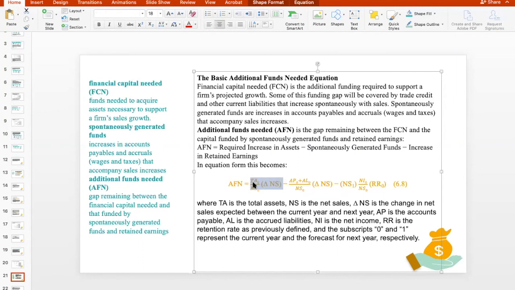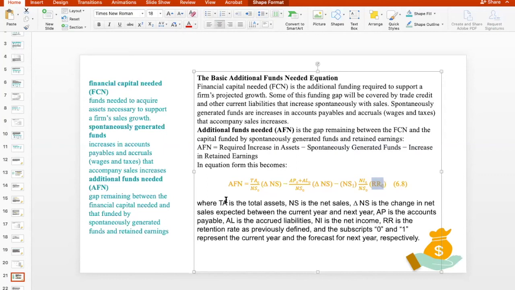So this is the required increase in assets, minus, now the second component, spontaneously generated funds, which is equal to the current accounts payable plus the current accrued liabilities times the same thing, delta NS divided by NS0, which is the percentage increase in net sales, minus, now the third component, the increase in retained earnings. So it is equal to NS1, the net sales of the next year, divided by the net sales of the current year, times the net income for the current year, times the current retention rate، أو نسبة الاحتجاز الحالية.